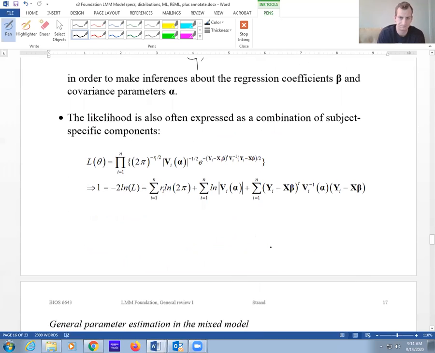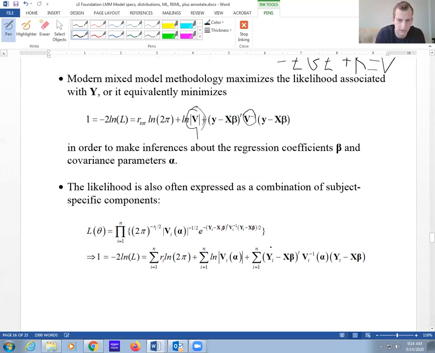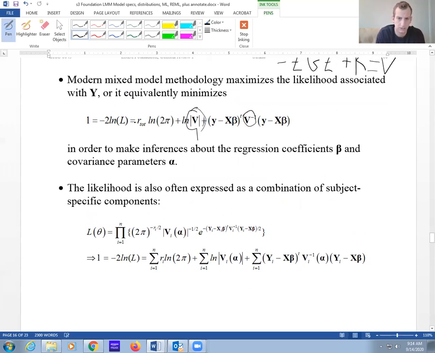Okay. Hey, Matt, what is that R in that equation at the beginning? The R total. Oh, that's the total number of measures. So that's a good question. So R sub i is the number of measures for subject i, and the R total is the sum of those across all the subjects.